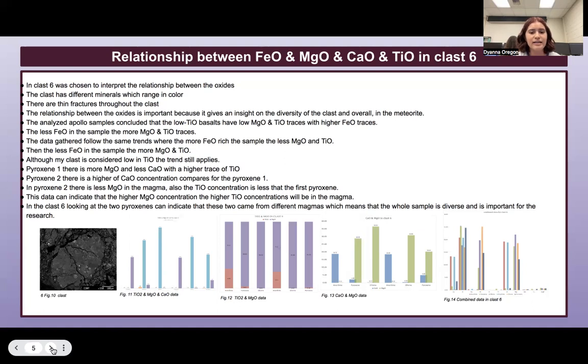This data can indicate that the higher the magnesium concentration, the higher the titanium concentration will be in the magma, and less calcium oxide will be in the magma as well. In clast 6, looking at the two pyroxenes indicates that these two came from different magmas, which means that the whole sample is diverse and is important to further research.